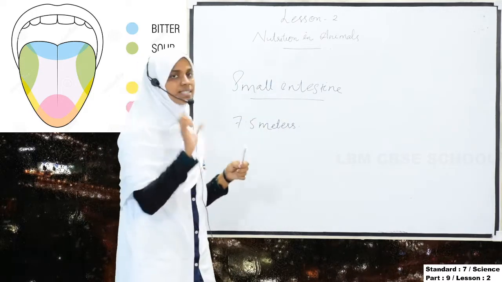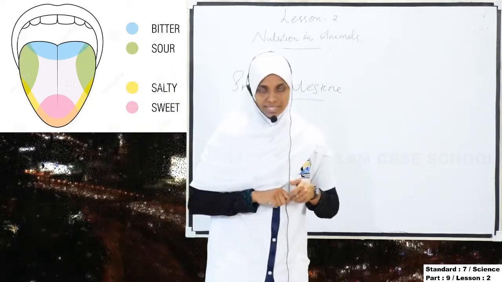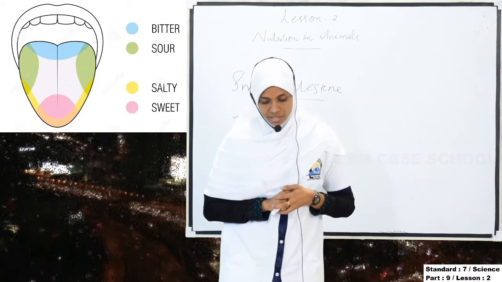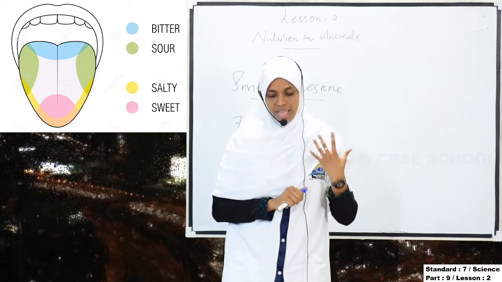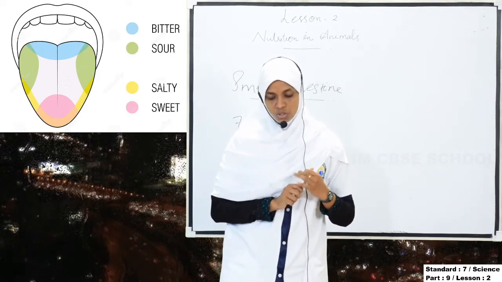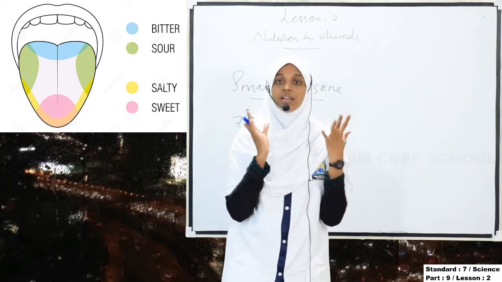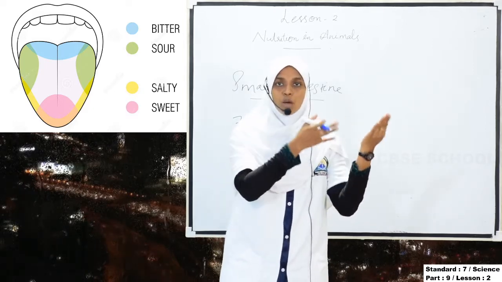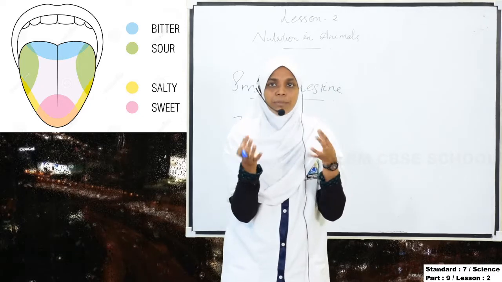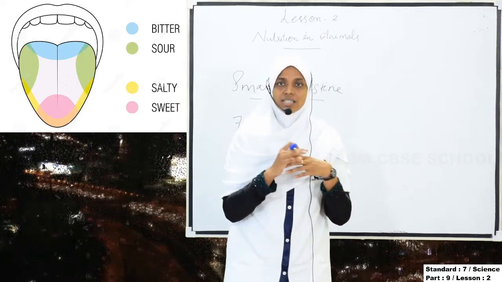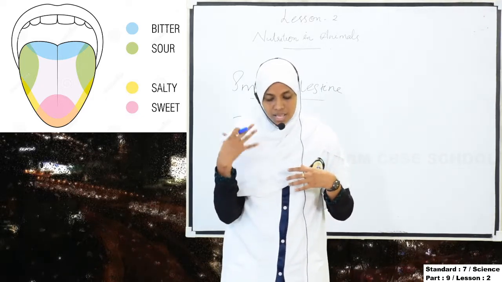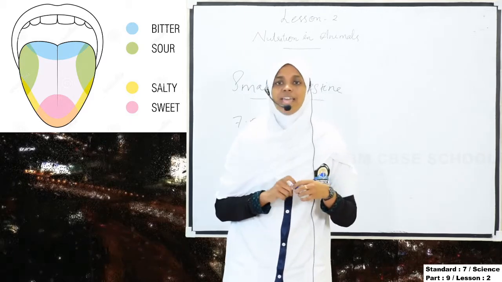The small intestine is 7.5 meters long, and it receives secretions from the liver and the pancreas. Besides, it also secretes juices. We know that the stomach receives food from the food pipe. Like that, the small intestine receives secretions from the liver and pancreas.